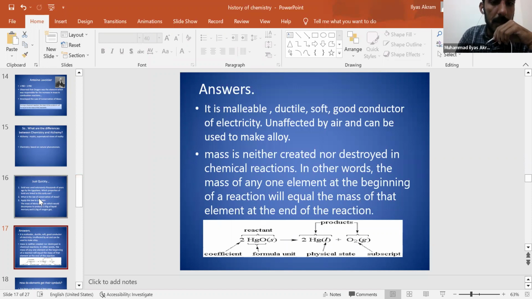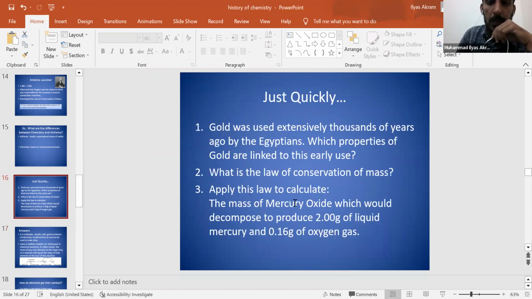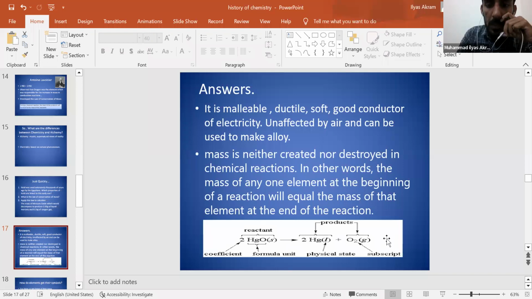So the third question is, apply this law to calculate the mass of mercury oxide which would be decomposed to produce 2 gram of liquid mercury and 0.16 gram of oxygen gas. So we have to apply this law on this question. So here is a balanced chemical equation, and how much quantity of each we have in the question.